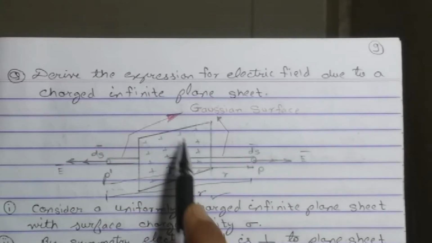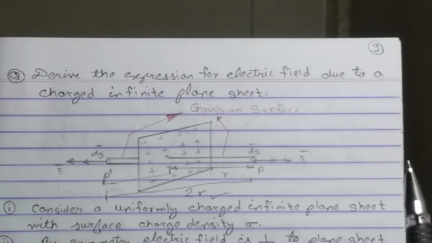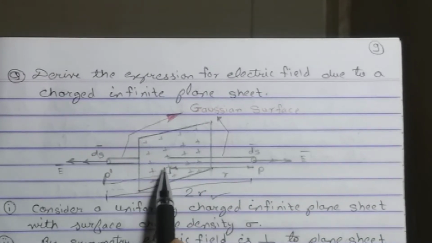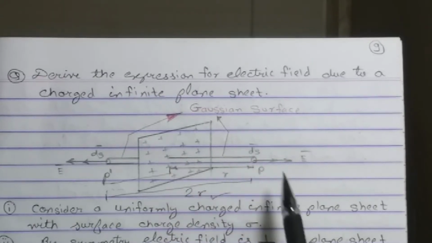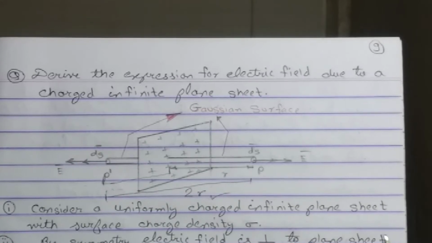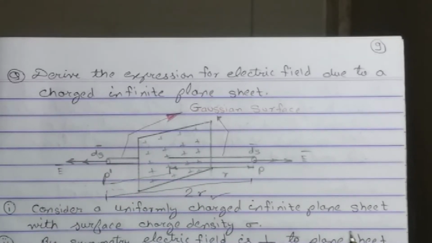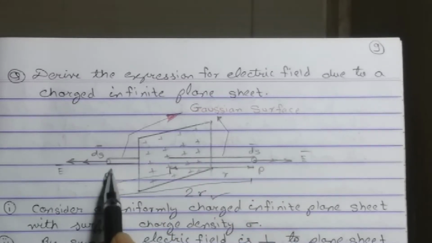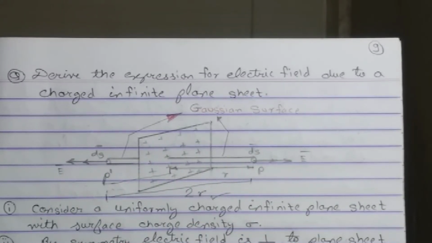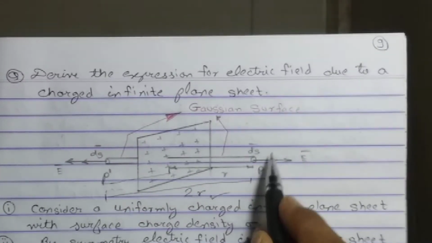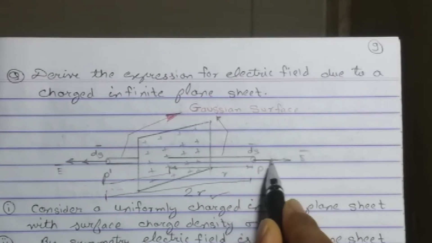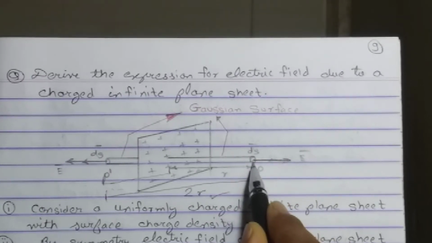The plane sheet, we observe here, passes through the middle of the length of the cylinder. This cylinder is such that P and P dash are the end caps of this cylinder, and the sheet is at the middle. By symmetry, the electric field is at right angles to the end caps. You can see here the electric field is at a right angle to this end cap.